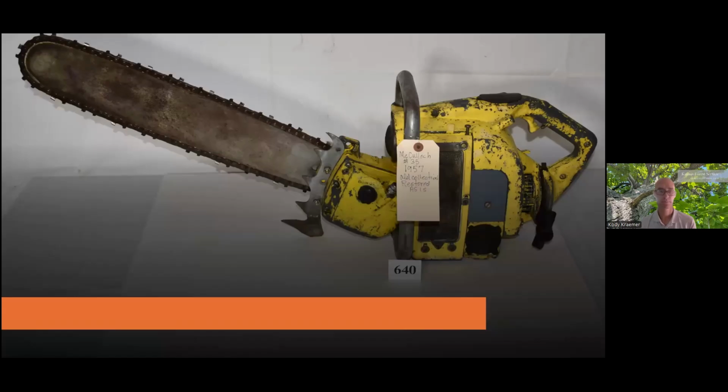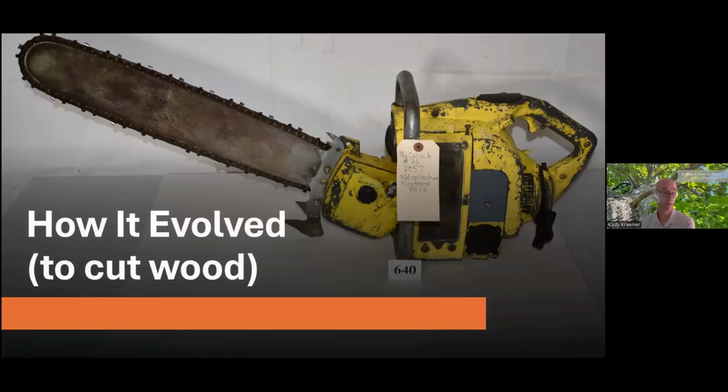It evolved, right? We realized that this kind of rotating cutting tooth around a guide bar worked really well for cutting wood, right? So 120 years after the original chainsaw, we were using it in the woods. 1957 McCulloch number 35 there. Quite the piece of machinery. I'm glad I don't have to use that. It probably weighs about half of what I do.